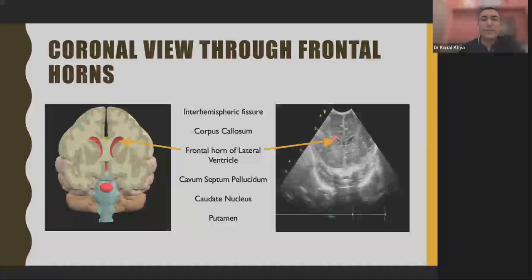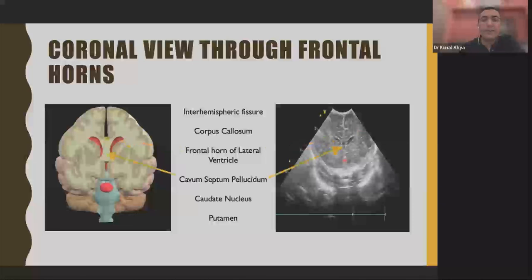The lateral ventricle has multiple horns, and this part is the frontal horn of the lateral ventricle. Again, there is some structure appearing back here, and in this structure there is cerebrospinal fluid, hence it is appearing hypoechoic or black. And this all is the brain structures.